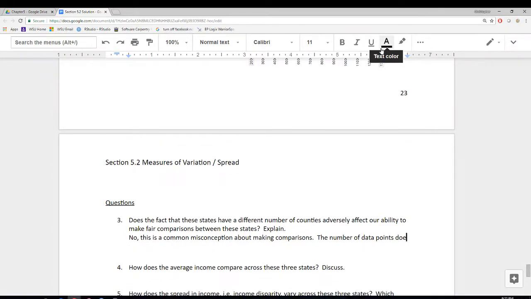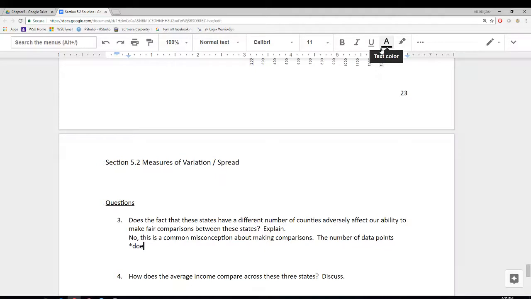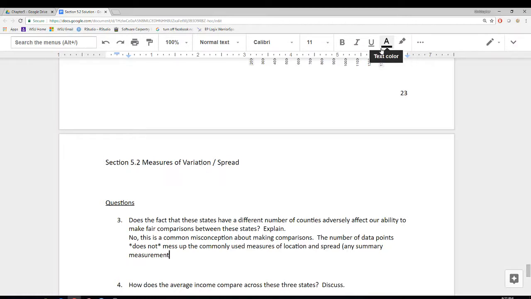Let me just say the number of data points does not mess up the commonly used measures of location and spread. Actually, any summary measurement. Okay, so the number of observations do not mess us up.